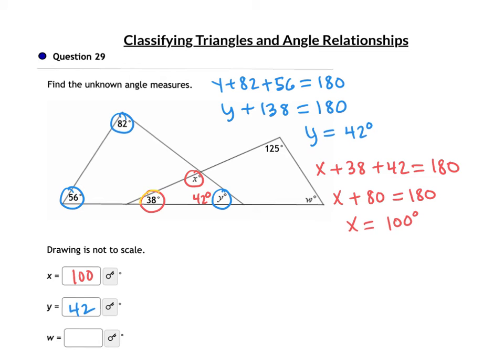Now we know that 38, 125, and w make 180. Simplify 38 and 125, and x plus 163 is 180. If we subtract 163 from both sides, we get 17. 17 degrees is what w is.